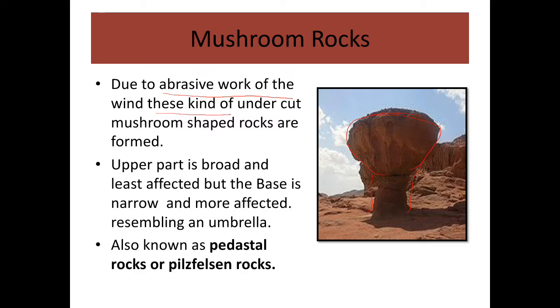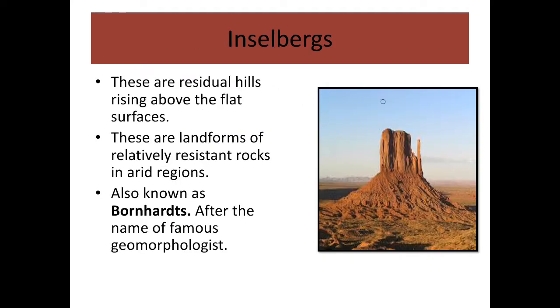Because of mechanical erosion, these undercut mushroom-shaped rocks are formed. The upper part is broad, whereas the base is narrow and more affected, resembling an umbrella. This is also called pedestal rocks or Pilzfelsen. The next one is Inselbergs. These are isolated hill-like structures. Here we can see that the upper region is narrow and the base is broad. So these are called Inselbergs.